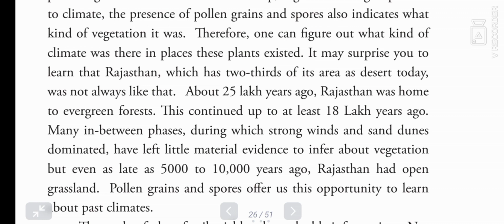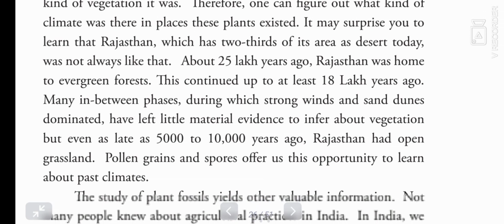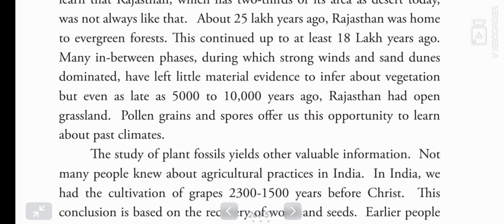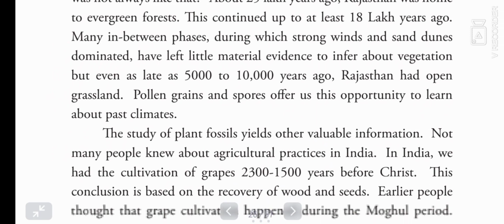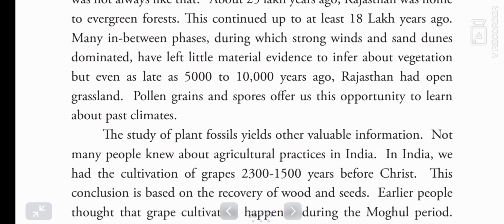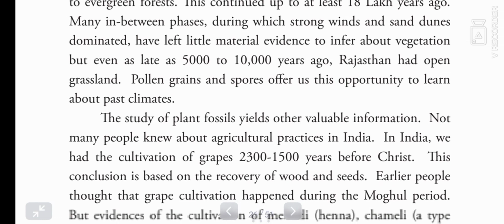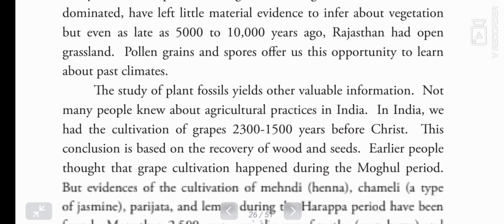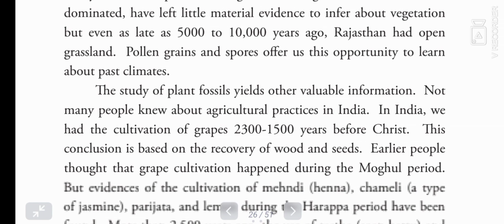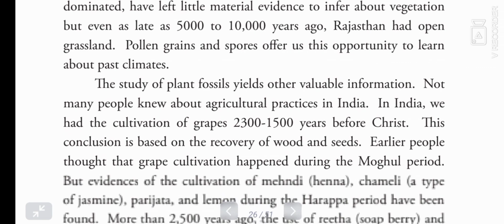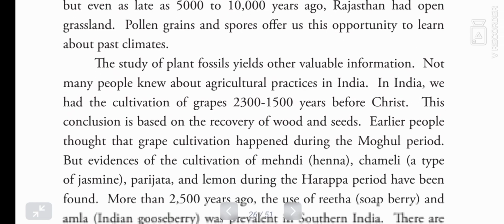It may surprise you to learn that Rajasthan, which has two-thirds of its area as desert today, was not always like that. About 25 lakh years ago, Rajasthan was home to evergreen forests. This continued up to at least 18 lakh years ago. Many in-between phases during which strong winds and sand dunes dominated have left little material evidence to infer about vegetation, but even as late as 5,000 to 10,000 years ago, Rajasthan had open grassland. Pollen grains and spores offer us this opportunity to learn about past climates.